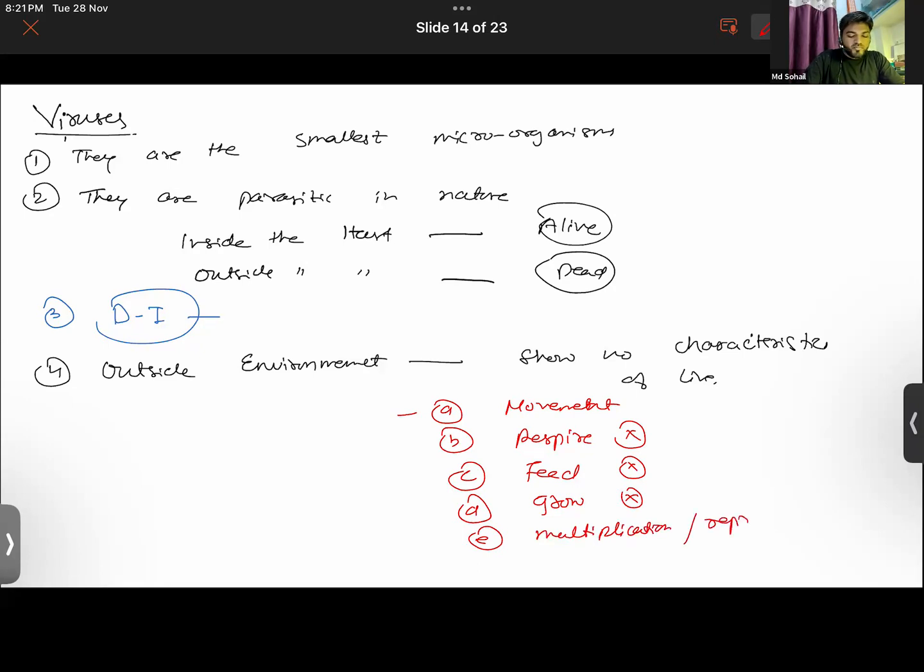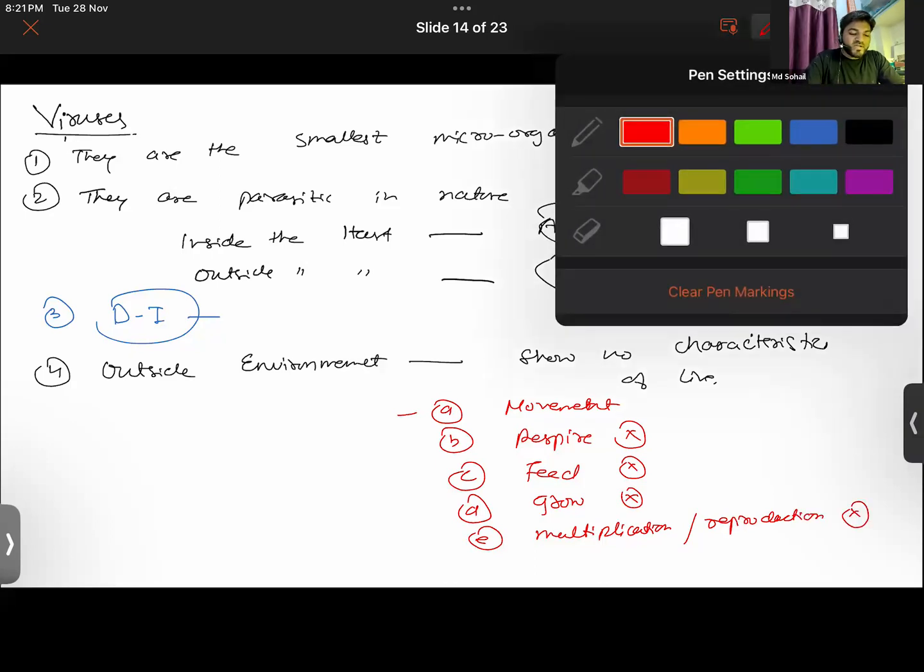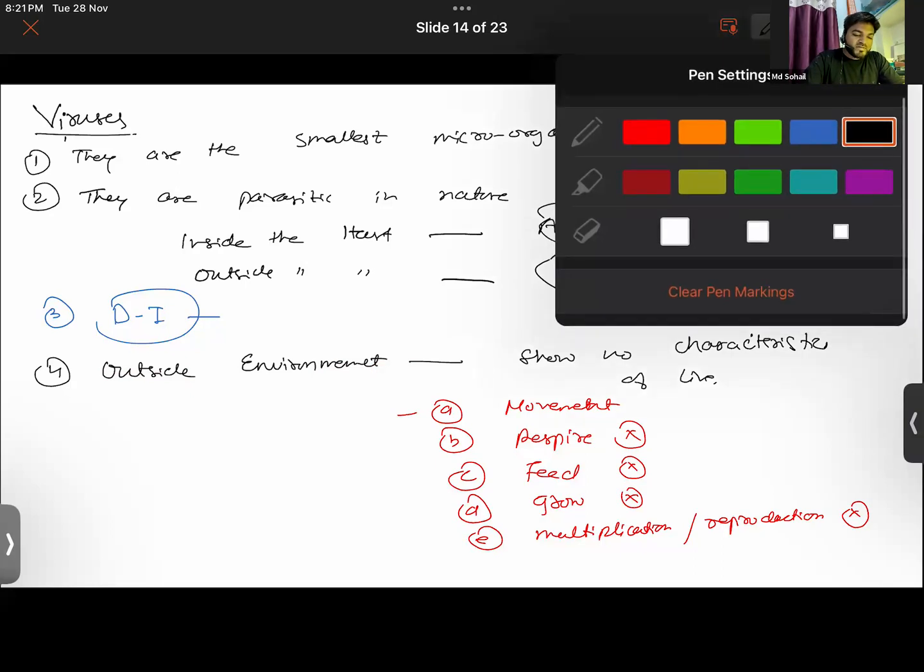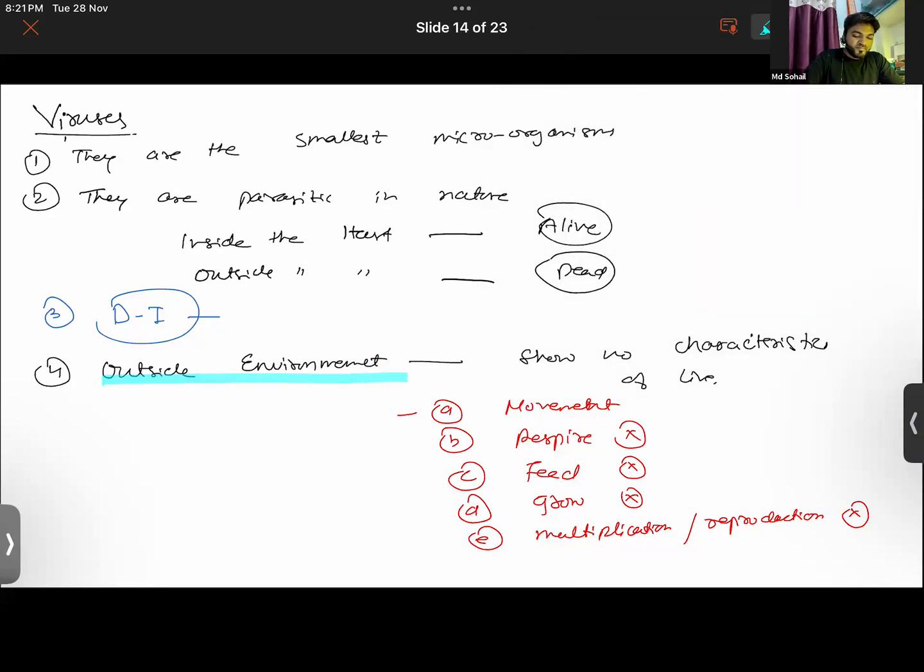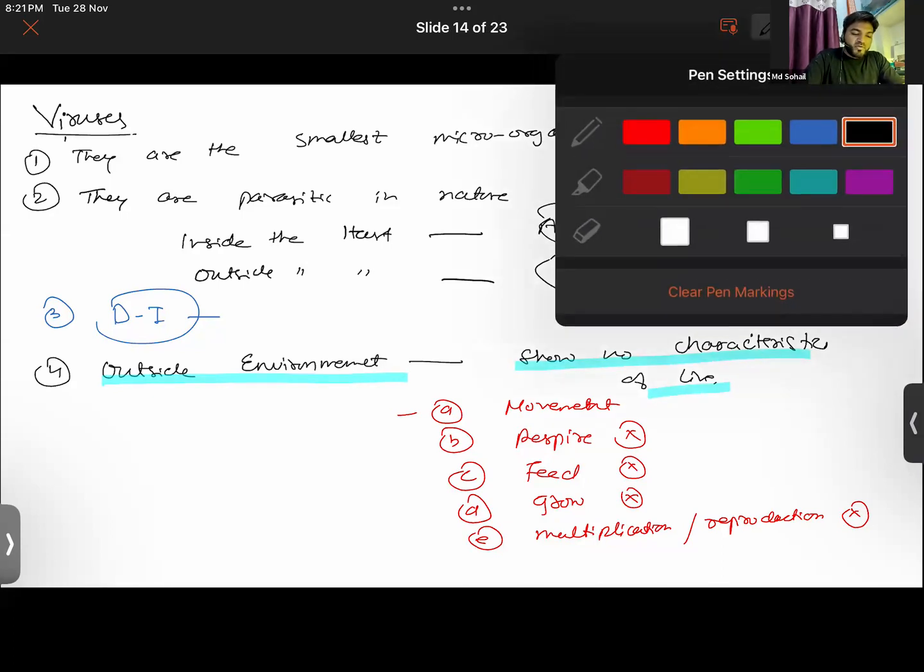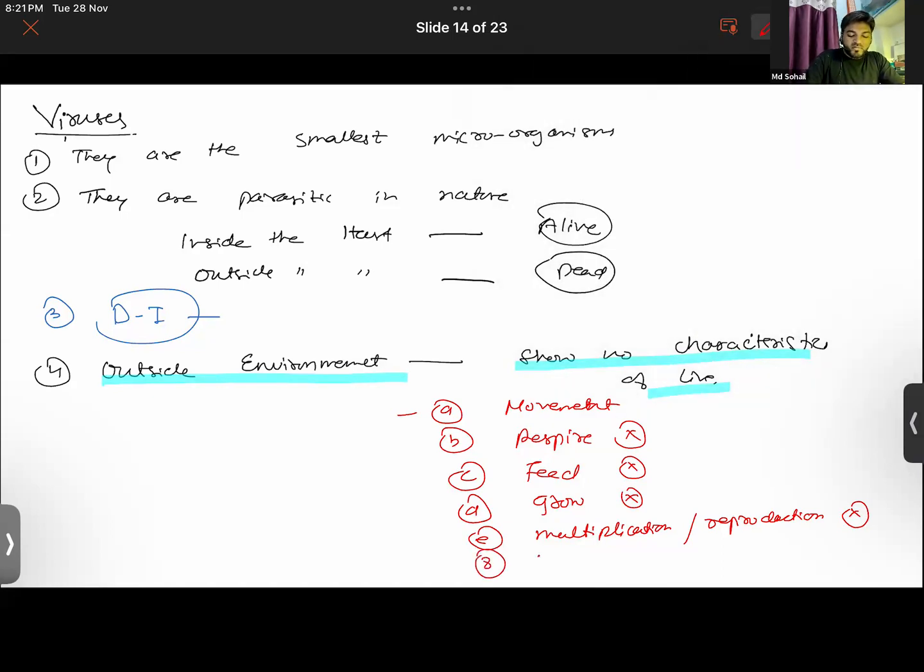No multiplication or reproduction. Viruses do reproduce once they are inside the host body. Here we are seeing what happens when they are in the outside environment. They will show no characteristics of life. Also, they will not be excreting. Is this clear to you?